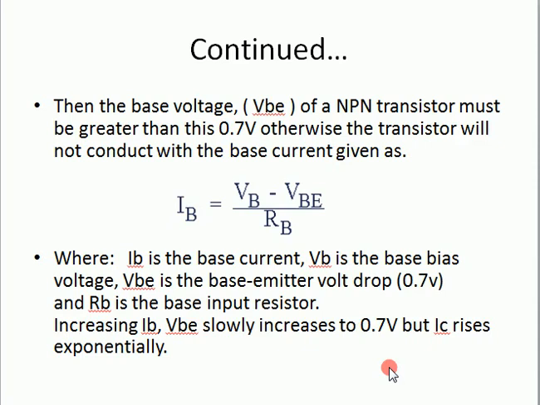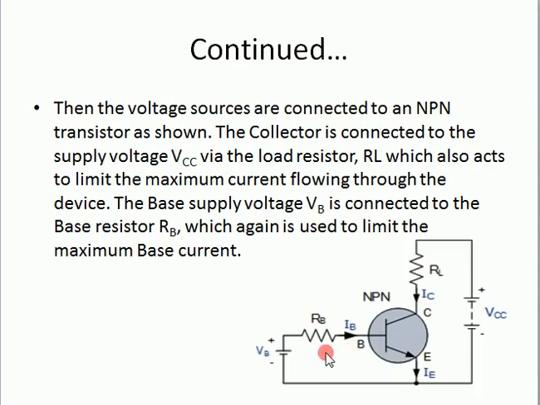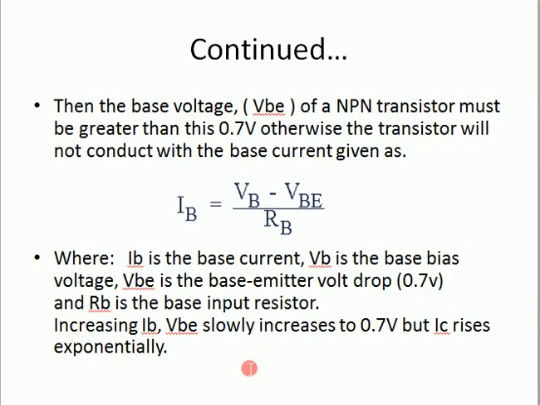And how do we get the value of this IB? By applying KVL here. So simply apply KVL on this side and you will get the value of IB, which is equal to VB minus VBE divided by RB, where IB is the base current, VB is the base biasing voltage, VBE is the base emitter voltage drop, which is known to us, that is 0.7 volt, and RB is the base input resistance. By increasing the base current, VBE slowly increases to 0.7 volt, but IC rises exponentially.